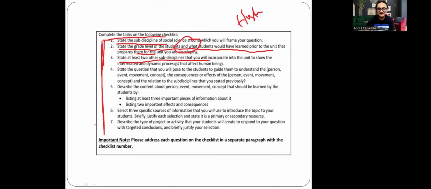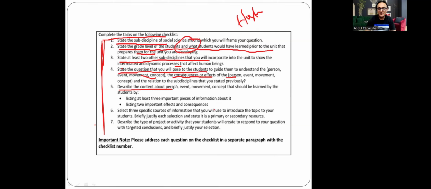Integrate dynamic processes that affect humans. State the question that you will pose to the students to guide them to understand a person or event. Explain to them that it's about an event, people, a person, or something that happened in history. The consequence or effect, then explain the consequence. Wait for it. For sure, I'll give you all these answers with one question on World War I, and I'll let you know how we can create another one.